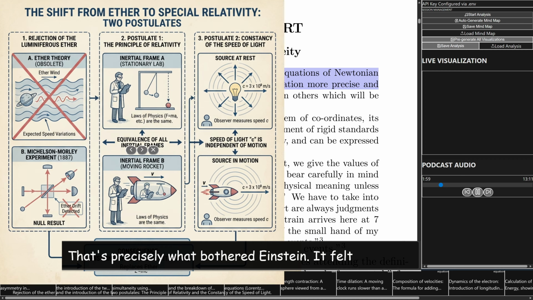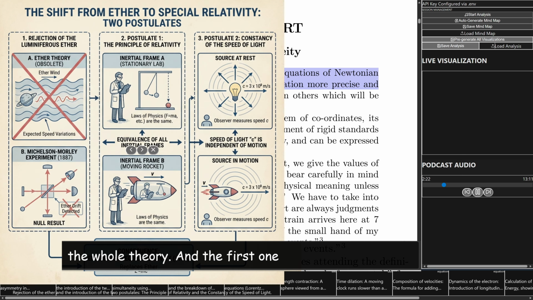It felt arbitrary. That, and the fact that for years, experiments like the Michelson-Morley experiment had failed again and again to find any evidence of the Earth moving through this supposed ether, this absolute stationary space. So he just decided to get rid of it. He made it unnecessary. And he did that by proposing just two postulates, the twin pillars of the whole theory.